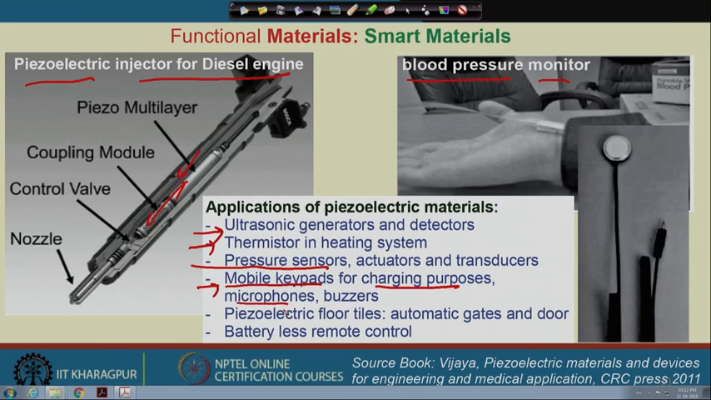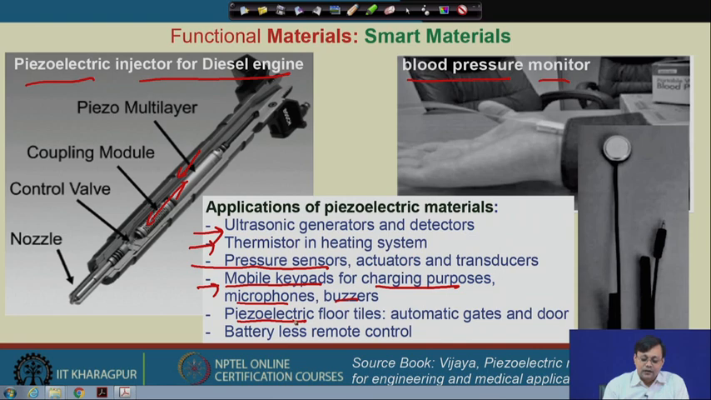Also, we can use it for microphones and buzzers, because it gives mechanical signals using electrical signals. We can use it for floor tiles, which help with automatic gate opening and entry and so on, or maybe simply for battery chargers and remote controls. So, there is a large application of these smart materials, you can see. There is a large opportunity for this piezoelectric material.